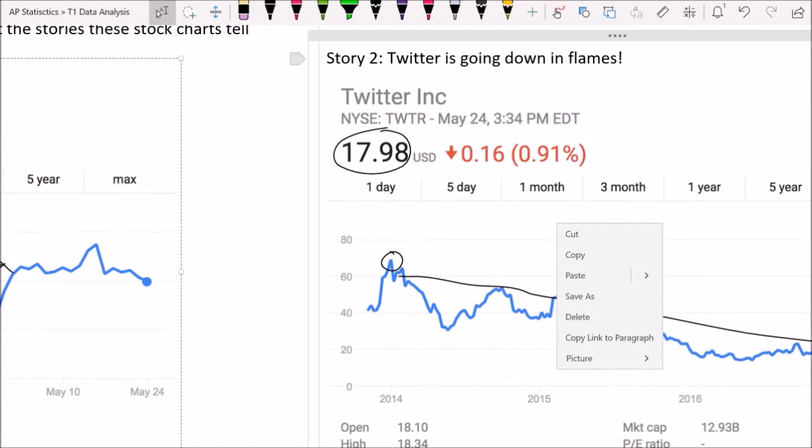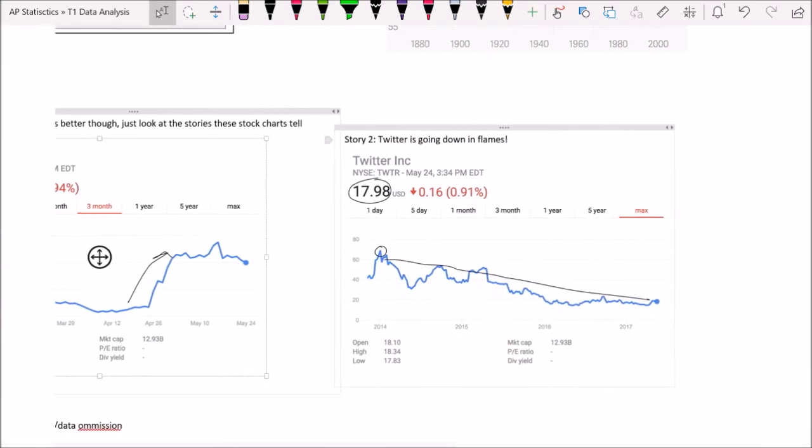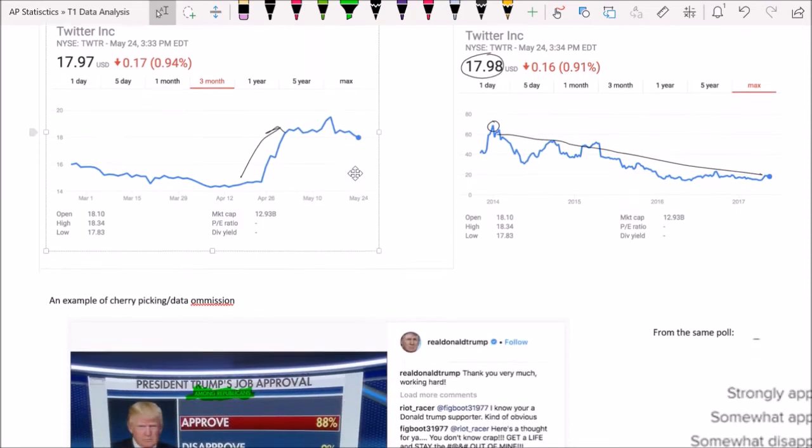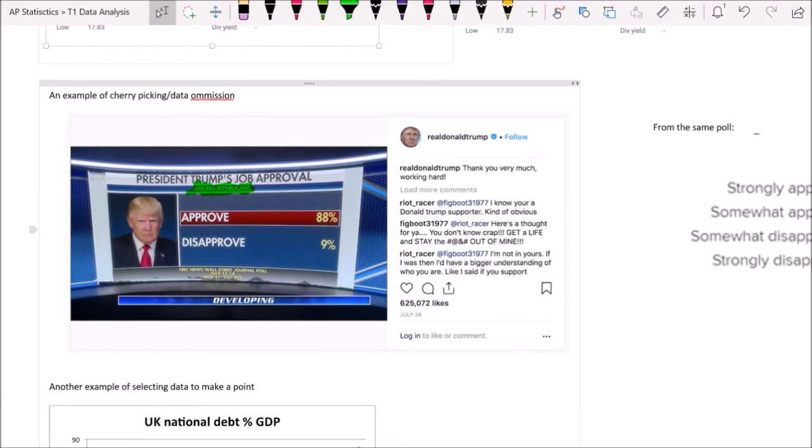And the second story is, wow, Twitter's going down in flames. Which one's true? Well, I guess it depends on what you're looking for. But one important thing to see is that you can use the same data and tell two completely different stories. And that's something that we need to be aware of anytime we're having data tell a story to us: what data were used and why? Because, for example, the data might be cherry-picked.